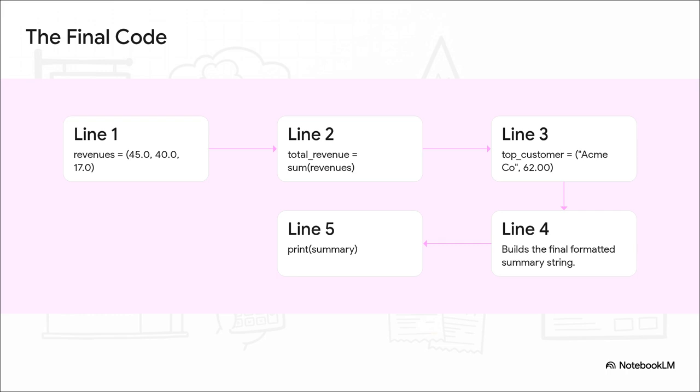And you can see how each line maps perfectly back to our original plan, right? First, calculate the individual revenues. Then, sum them up. Then, find the top customer. Format the output. And finally, print it. It's clean, it's efficient, and anyone can read it and understand what's happening.